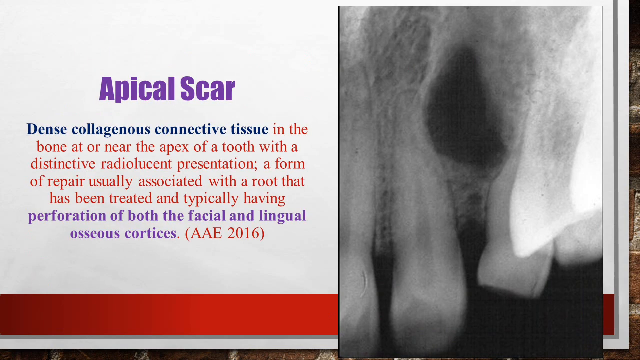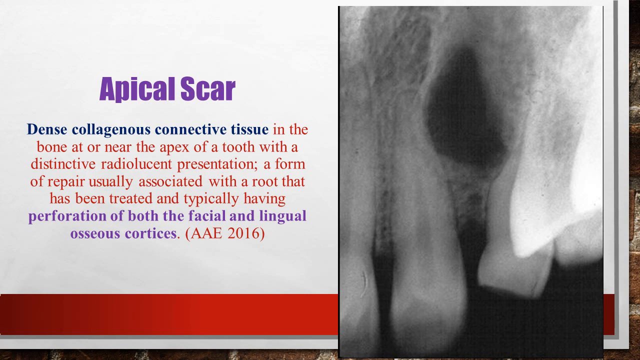An apical scar, you need to know what an apical scar is, because you should not mistake it for a periapical lesion and then decide to perform a periradicular surgery. An apical scar is nothing but a dense collagenous connective tissue in the bone at or near the apex. The easiest way to differentiate it is that it is not going to be directly under the root surface. It is going to be lateral to the root.